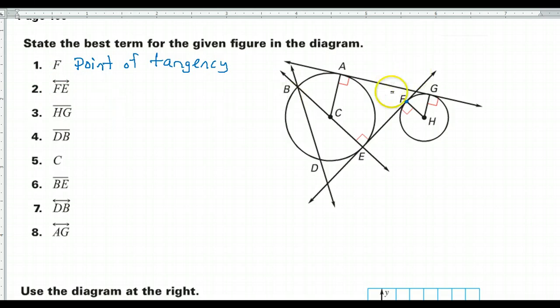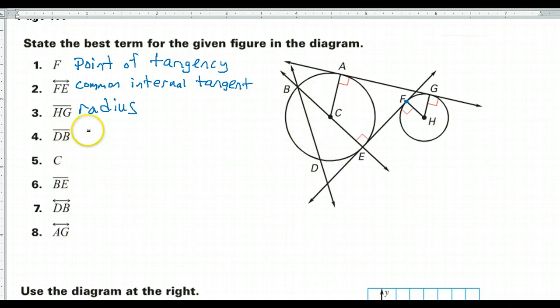Line FE. Well, line FE is this line that goes like this. It is a tangent line, but more specifically, it is a common internal tangent. So we'll write all that down. Common internal tangent. Okay, because it goes between the two circles. Segment HG. Segment HG is a radius. Segment DB. Segment DB is a chord.